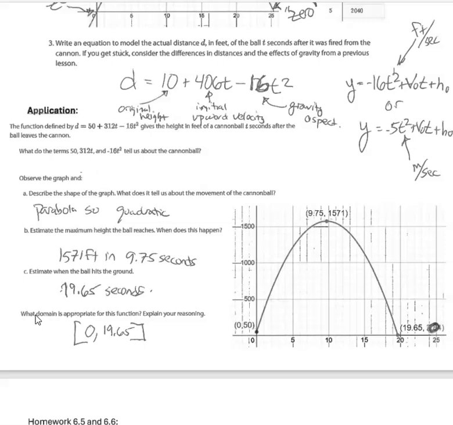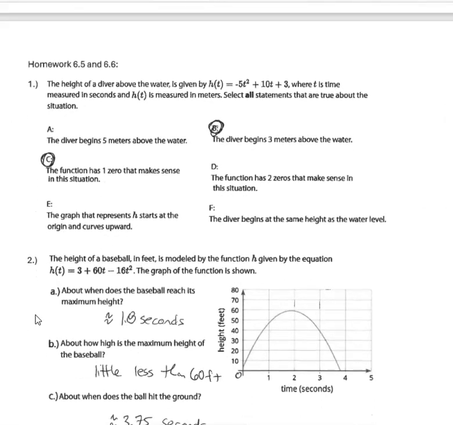And then it says, what's the appropriate domain for this function? It goes from 0 to 19.65. So 0 seconds up to 19.65, and then it's on the ground. So the model, that just doesn't make sense. It also doesn't make sense in the negatives. Let's go ahead and go over the homework.